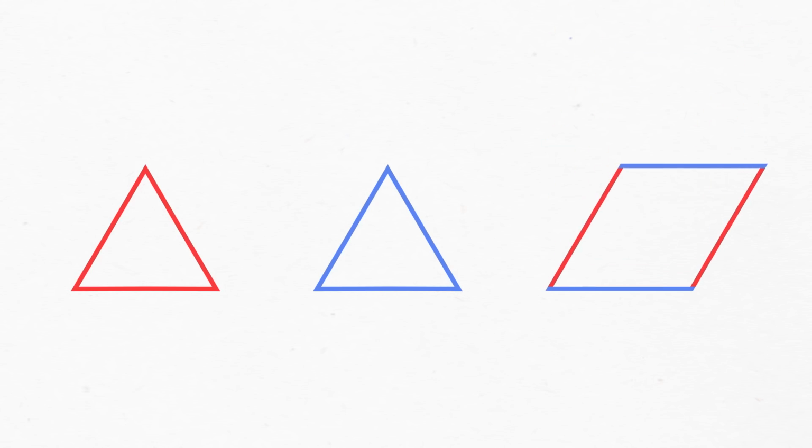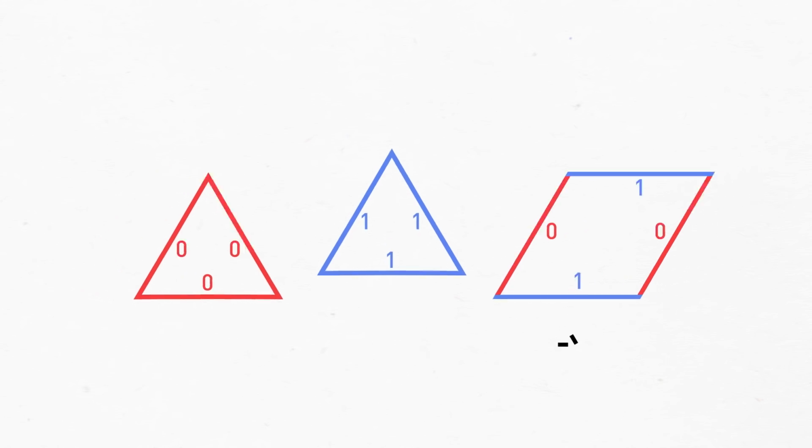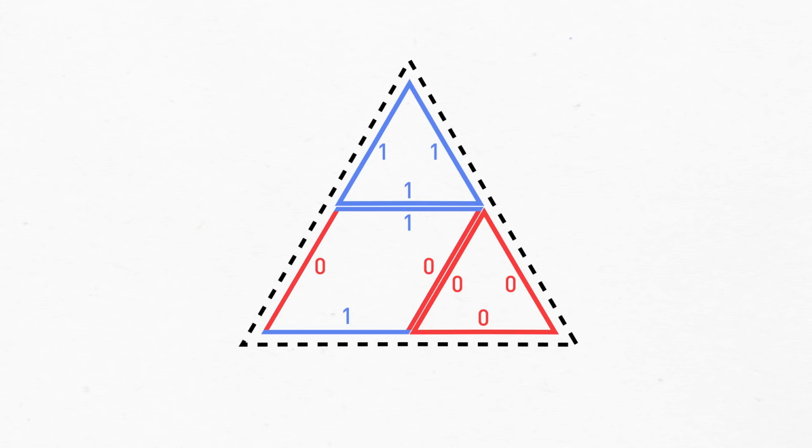There are three pieces: an equilateral triangle with red sides, an equilateral triangle with blue sides, and a parallelogram, exactly twice the size of the triangles, with two red and two blue sides. We'll always label the red sides with 0 and the blue sides with 1. The goal of the puzzle is to arrange any number of pieces into an equilateral triangle. Only edges of the same color can touch. The pieces can be rotated.